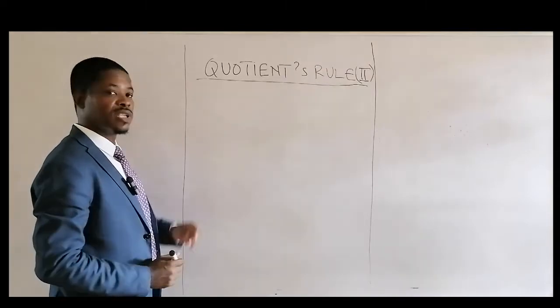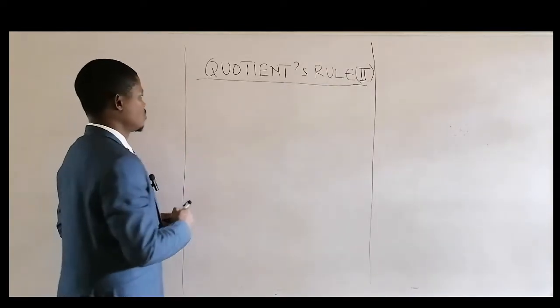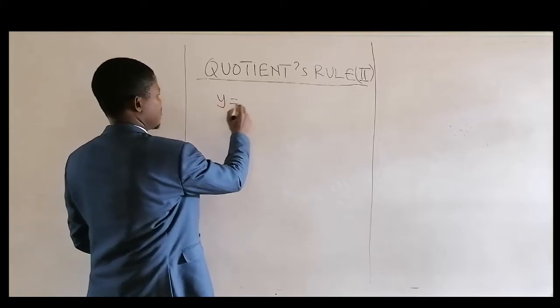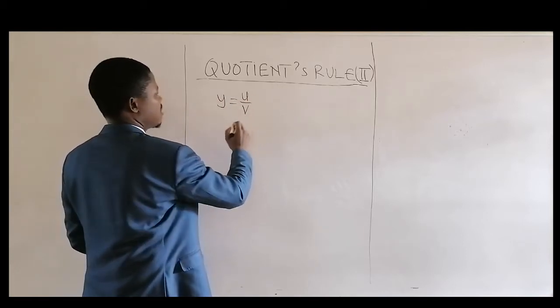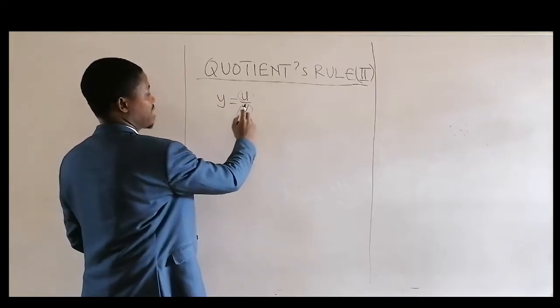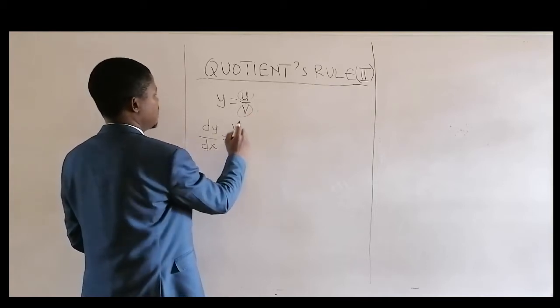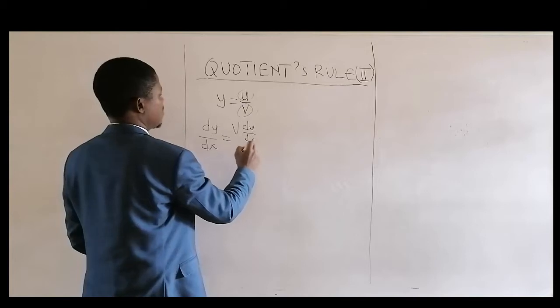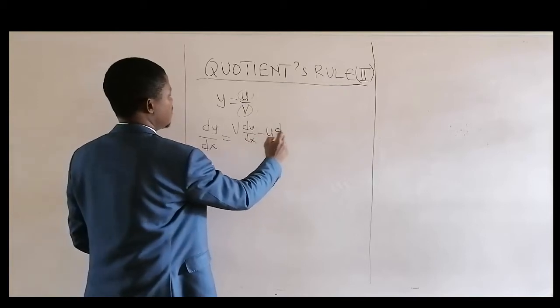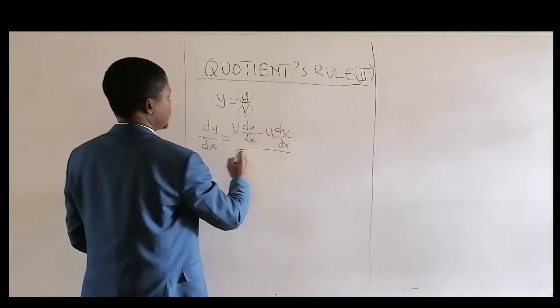We've established the formula for the Quotient Rule: we have y equal to u over v, and each of them is a function of x. So dy/dx is equal to what? v du/dx minus u dv/dx, all over v squared.